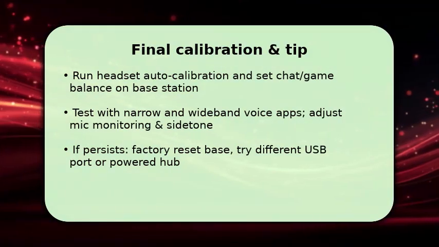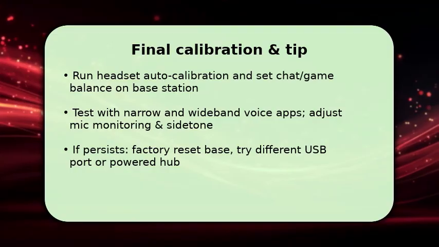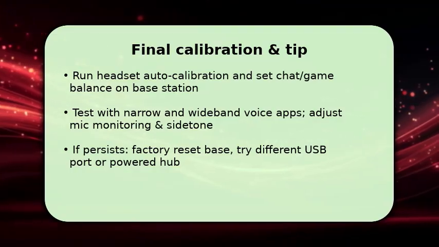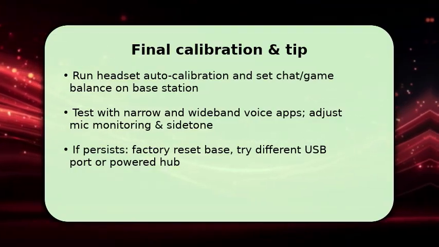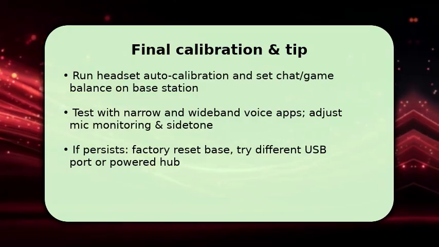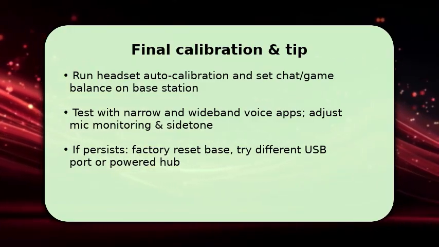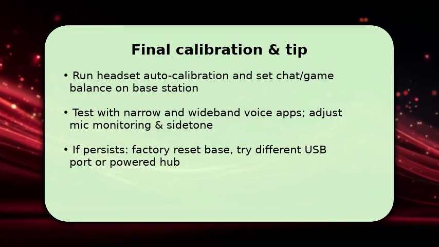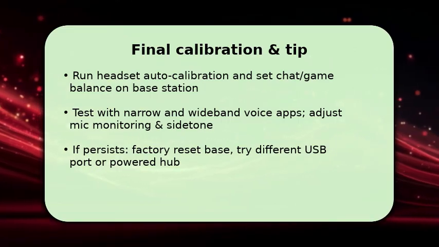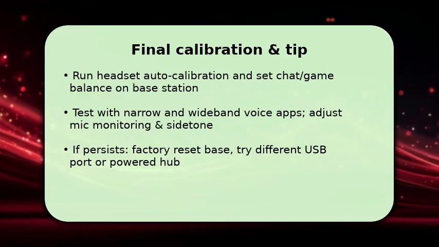Finally, you finalize routing and level settings. Use the Astro Command Center to run auto-calibration, then adjust chat-to-game balance on the base station until levels are correct. Test in one voice app with narrowband and another with wideband to verify mic clarity and set mic monitoring or side tone so you hear yourself naturally.